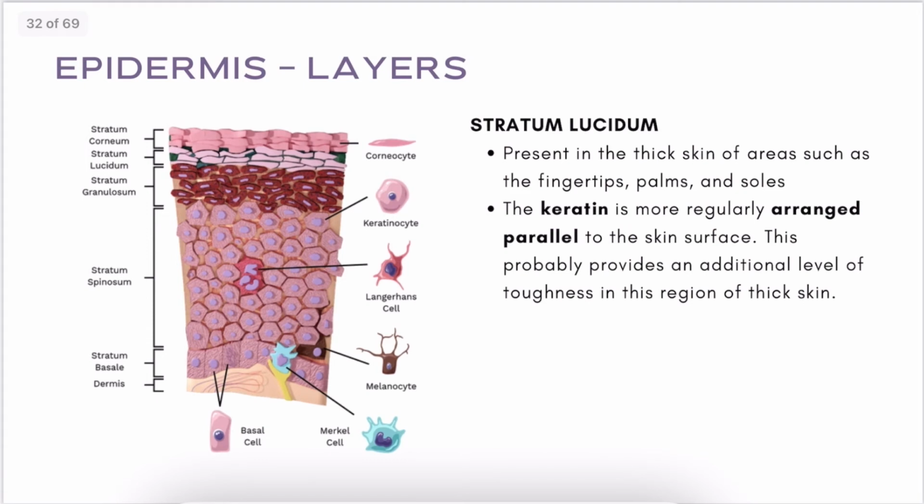Next is your stratum lucidum. This consists of 4 to 6 layers of clear, flat, dead keratinocytes that contain large amounts of keratin and thickened plasma membranes.